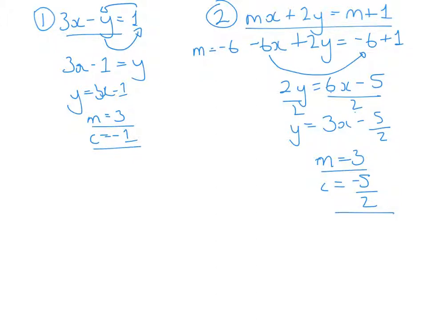So just like before, we have a pair of simultaneous equations where there are no solutions when m is equal to minus 6.